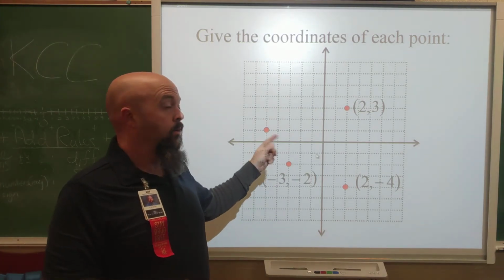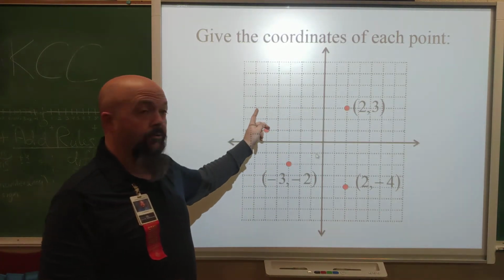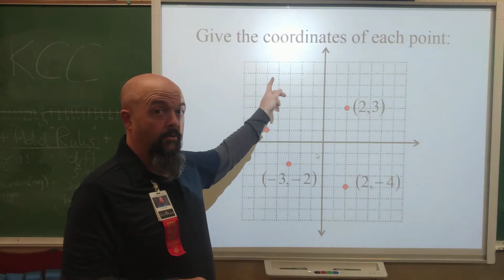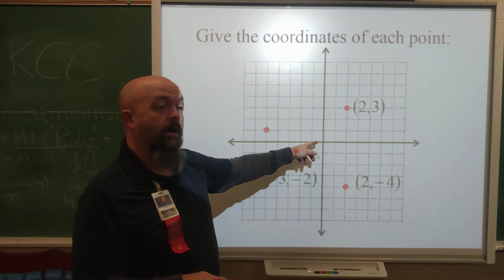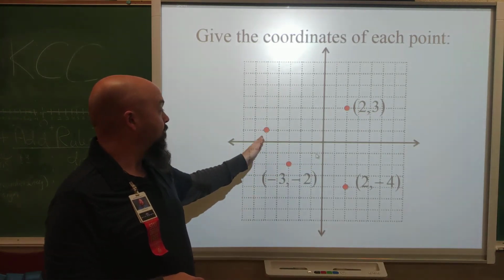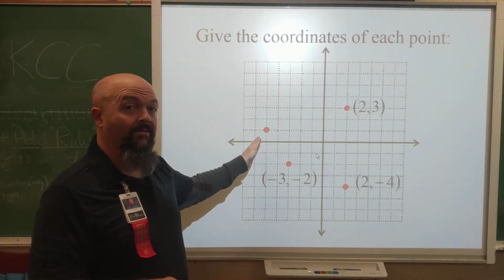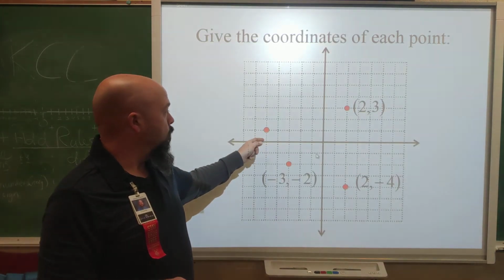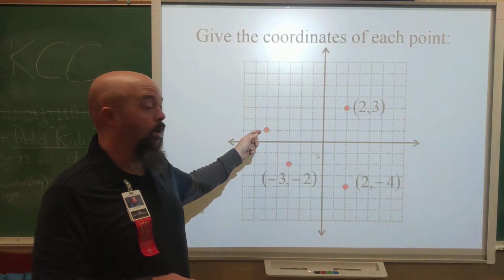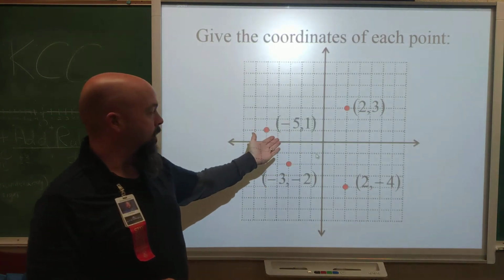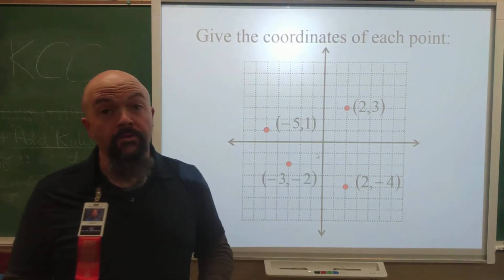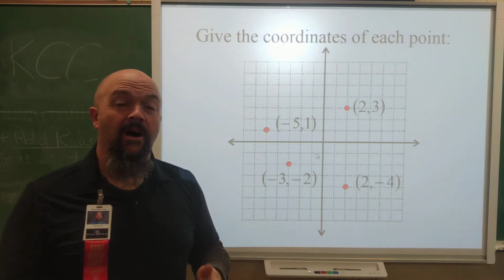Last one. So our last one is over here in quadrant 2. Quadrant 2 is a, what's that? Negative, positive. Good. So we move in our x first. So we have 1, 2, 3, 4, 5 motions to the left. That's a negative 5. And then we are going up 1. That up 1 means that we have a y of positive 1. So our point is negative 5, positive 1. Making sense? I hope so, because that's what you're going to be doing today on your worksheet.